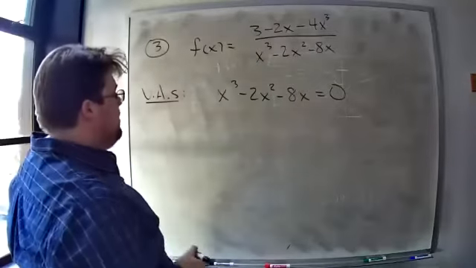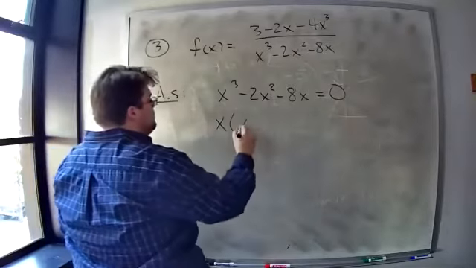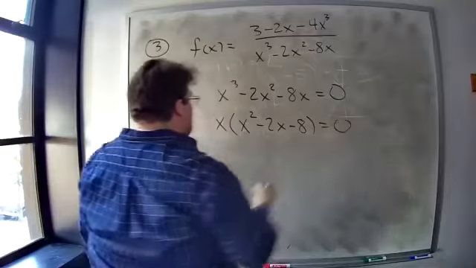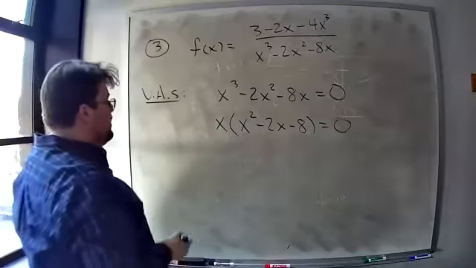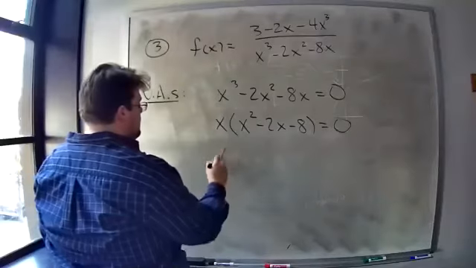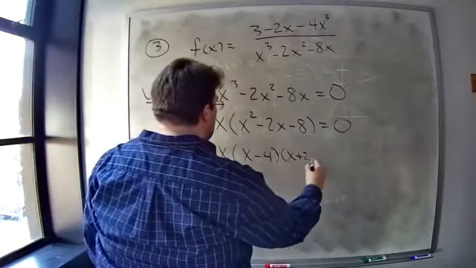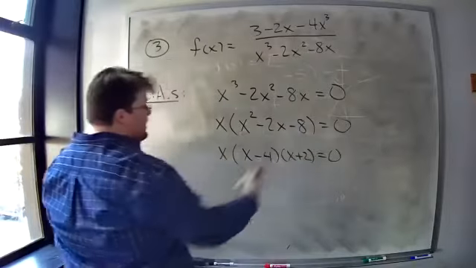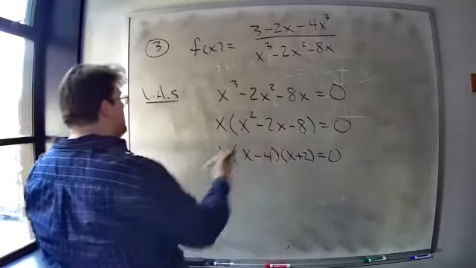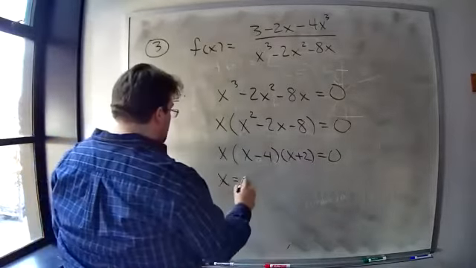Well, how can we deal with this? Conveniently, all 3 of these have an x in them, so we can pull an x out. Once we pull an x out, now we have a degree 2 polynomial, which does factor. Because -4 and +2 multiplied together make a -8, added together make a -2. And now 3 things multiplied equals 0.